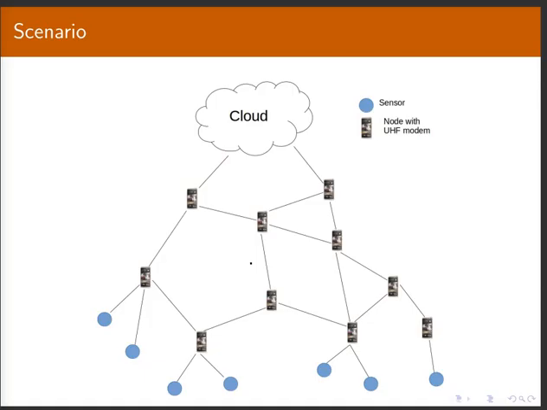So this is a small scenario as previously explained. These sensor nodes, we call them things, are connected to devices that have some UHF modem or something. Things will sense the environment and send this data to the cloud through some path. So all the nodes between these two should mutually cooperate with each other, so that the sensor node sends the information to the cloud.